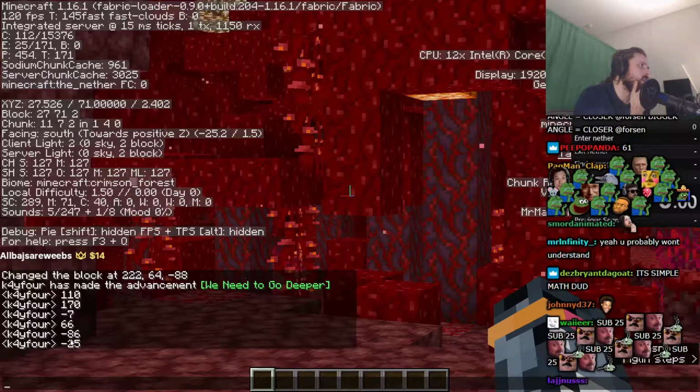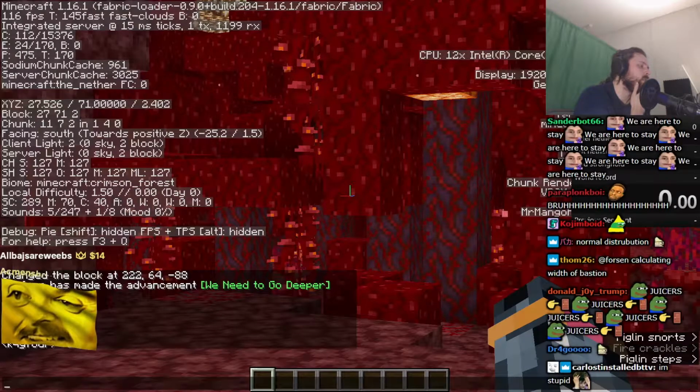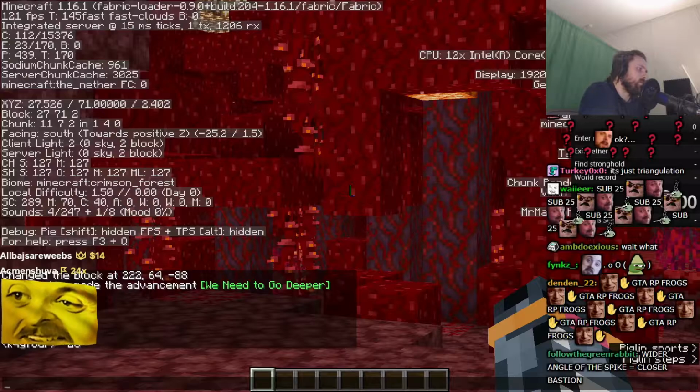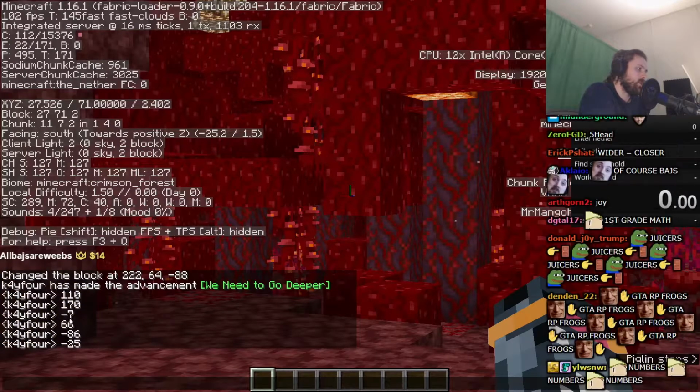The larger the difference of the angles, the closer the bastion should be. So this was a difference of 73, this was a difference of 60. We should go to the one with a difference of 73.